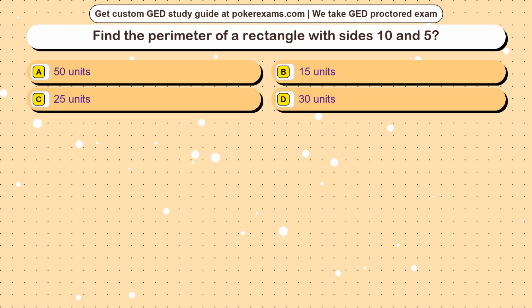Question 1. Find the perimeter of a rectangle with sides 10 and 5. Option A, 50 units. Option B, 15 units. Option C, 25 units. Option D, 30 units.